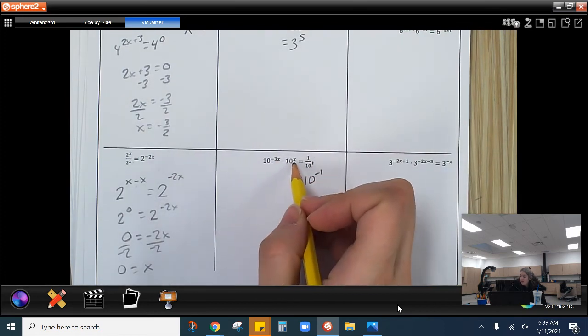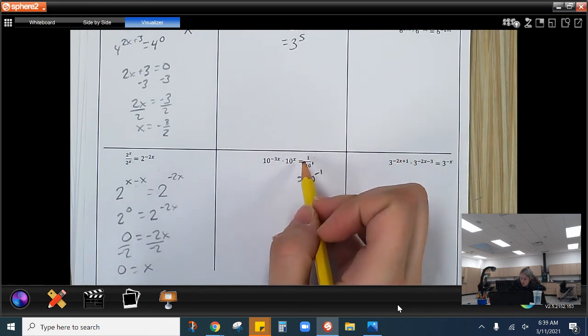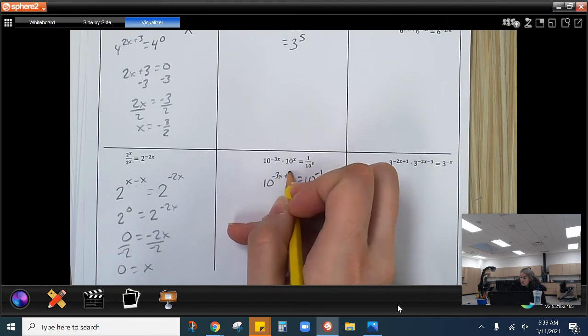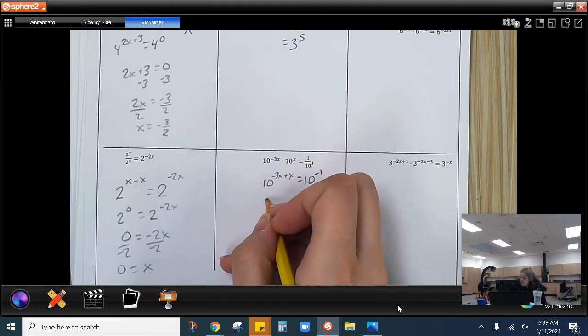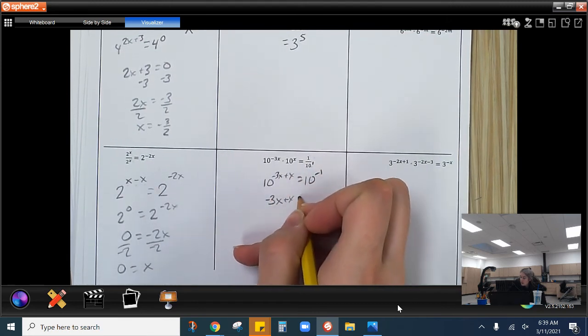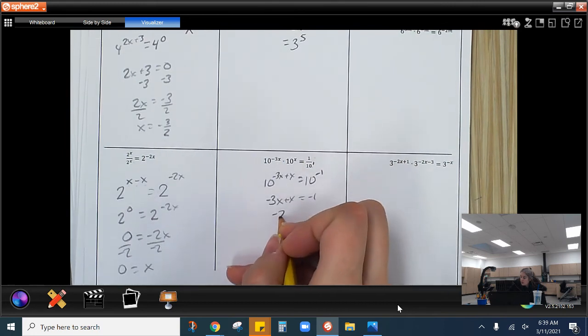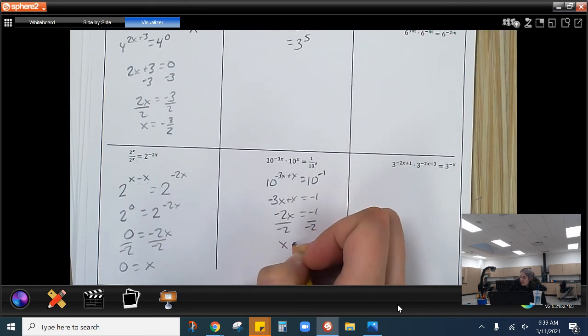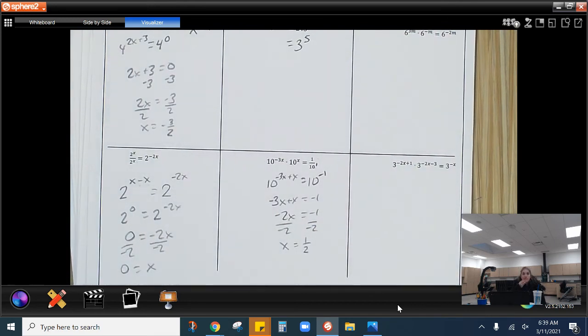And then for this side, we've got power of a product, so I have to multiply these together. No, add them together. Excuse me, add them. So this becomes 10 to the negative 3x plus x. So I really have negative 3x plus x equals negative 1. This is really negative 2x. So when I divide by negative 2, I get x equals 1/2.